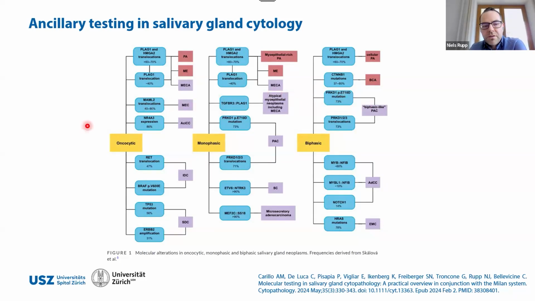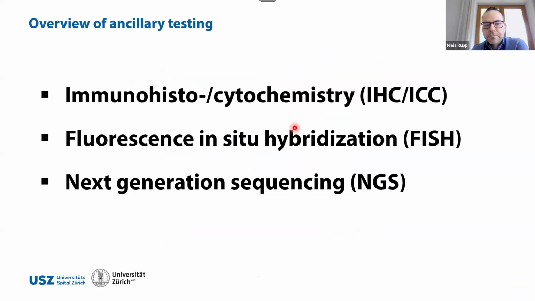So in general, we use three different categories for our approach. On the one hand, the oncocytic neoplasms, the monophasic neoplasms, and the biphasic neoplasms. In the next 45 minutes, I want to give you a deep insight into how we do molecular cytopathology on these kinds of neoplasms, and how this can help to classify particularly difficult neoplasms.